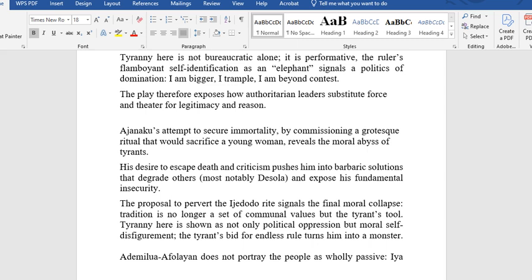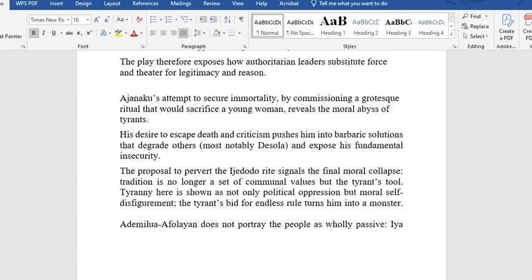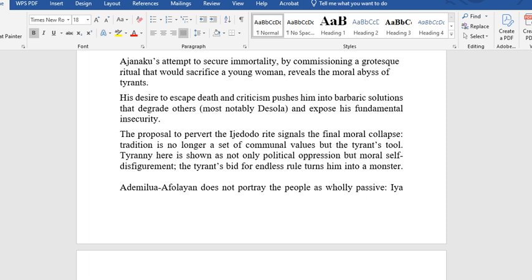Ajanaku's attempt to secure immortality by commissioning a grotesque ritual that would sacrifice a young woman reveals the moral abyss of tyrants. His desire to escape death and criticism pushes him into barbaric solutions that degrade others, and exposes his fundamental insecurity. When he has an affair with a virgin, the virgin will be dying instrumentally to sustain his own life. That is wickedness.